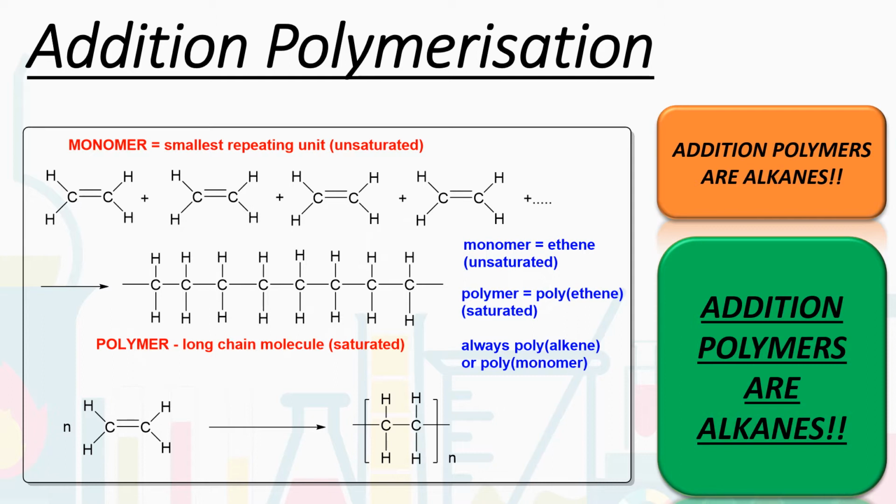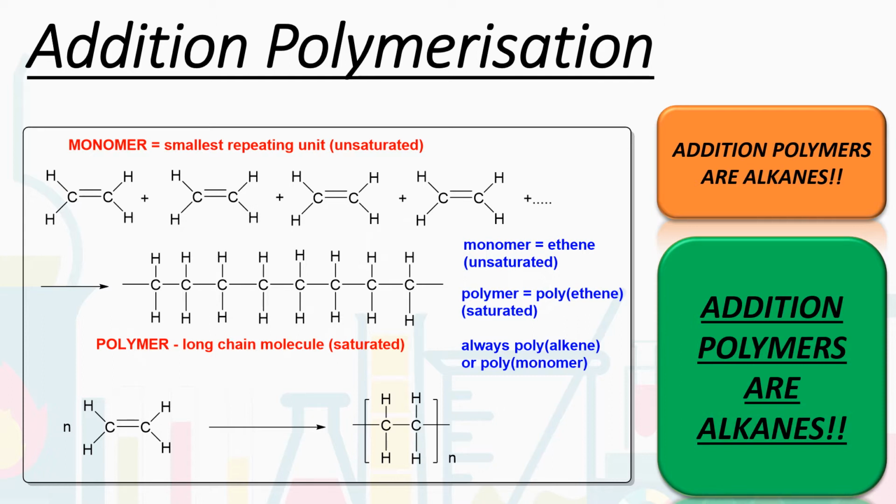Now, as you'll see, the polymer essentially is an alkane. It's a saturated molecule, whereas the monomer was our alkene, our unsaturated alkene. So monomers are always unsaturated. They're the alkenes. Polymers are always saturated, and they are essentially alkanes.